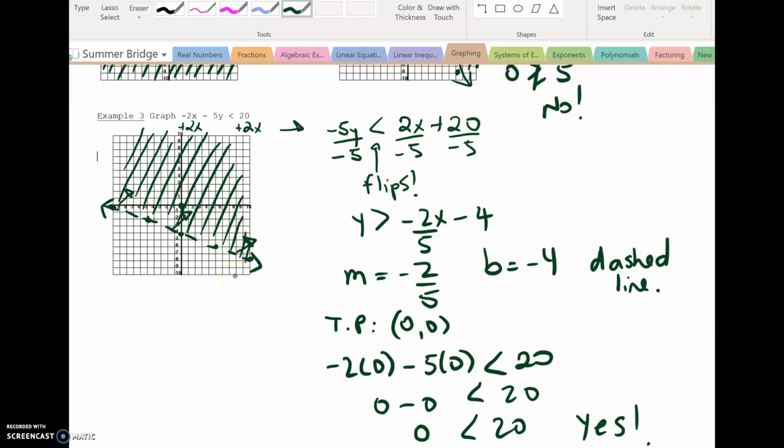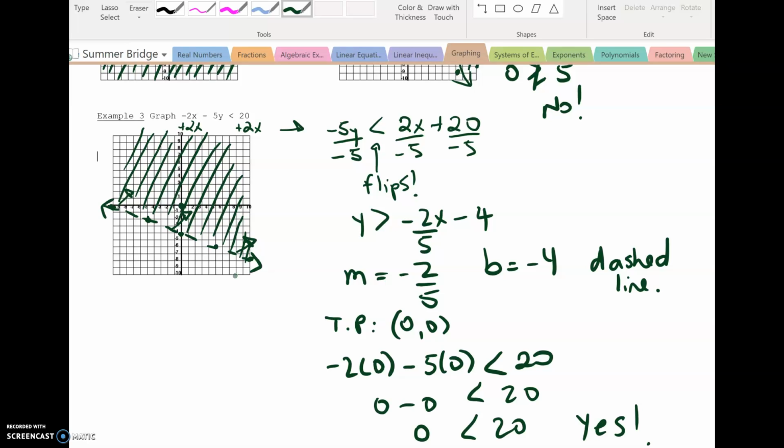So there we have it, the graph of this particular linear inequality. Once again, very important: pick a good test point. Figure out if your line's solid or dashed.